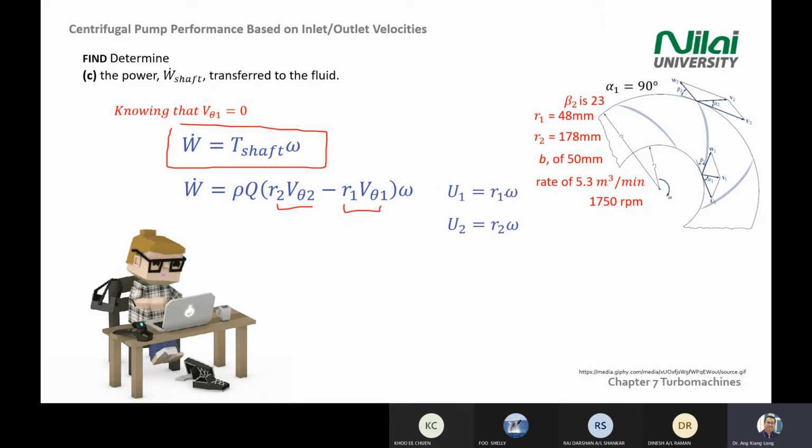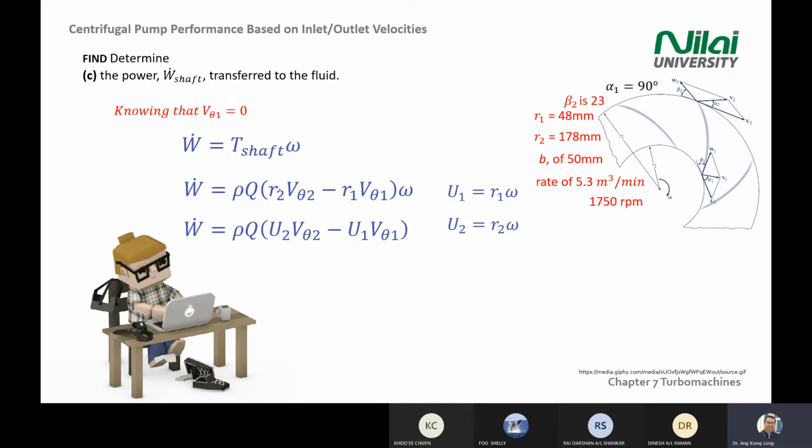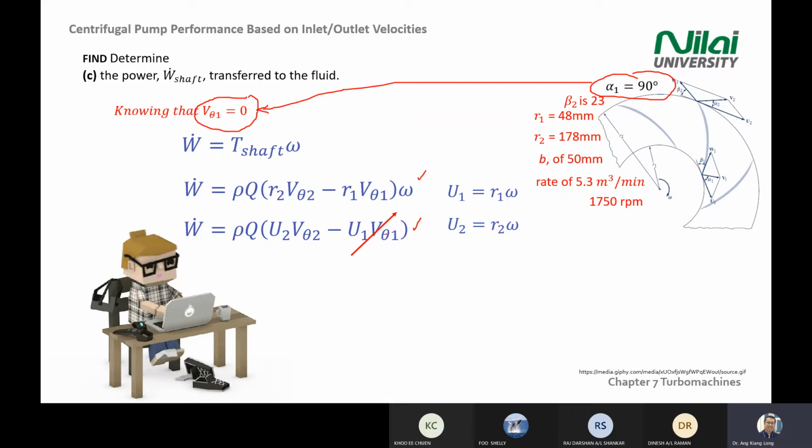All right, and recall what is your U1 and U2, meaning you substitute the value of R. Okay, inside there, you got what is your U1, U2. You can either use this one or this one. Okay, same, depending on the value that you have in the question. Most of the time, you have your R1 and R2 and omega, all right? So in this case, again, you can cancel the U1 V theta 1 because alpha 1 equal to 90 degree. All right, so when alpha 1 is 90 degree, remember your tangential velocity is 0. So something times 0, you get 0.